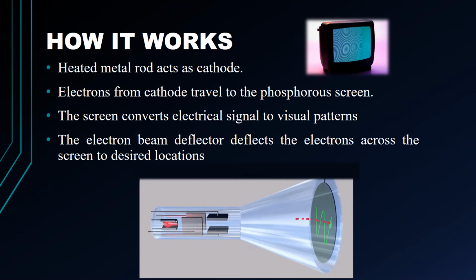The second important part of the CRT is the phosphor screen. The function of the fluorescent screen is to convert the electrical signals into visual patterns. The third important part of the CRT is the deflecting system. The function of the deflector system is to deflect the electron beam horizontally or vertically. Therefore, it is also known as the electron beam deflector.